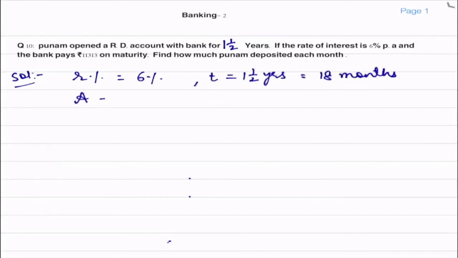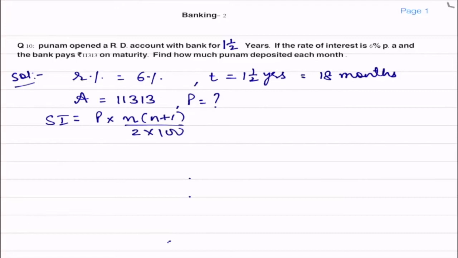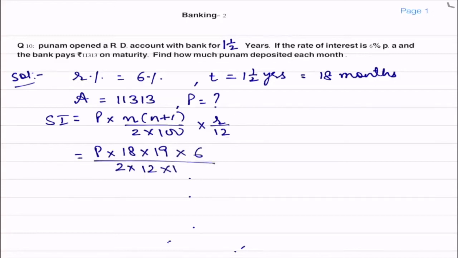So first we will again take the formula of simple interest, that is P into n(n+1)/2 into r/(12 into 100). So substitute the values. Principal is missing. n means number of months, that is 18 into 19 into rate of interest 6 upon 2 into 12 into 100. After solving this, we will see the simple interest is 171P upon 200.